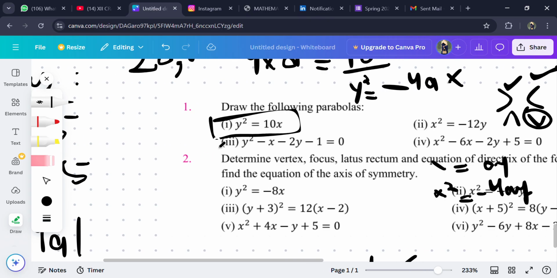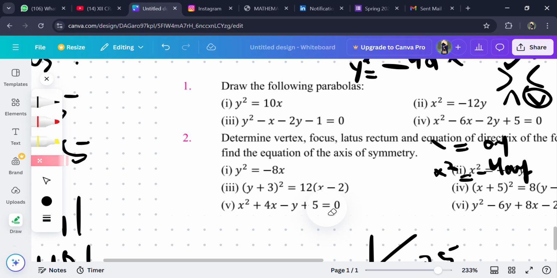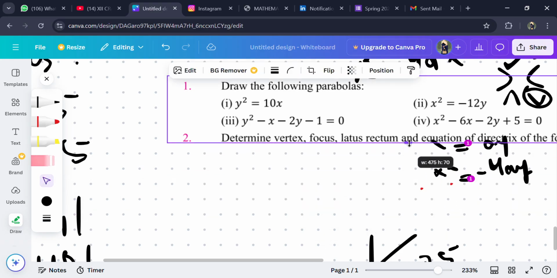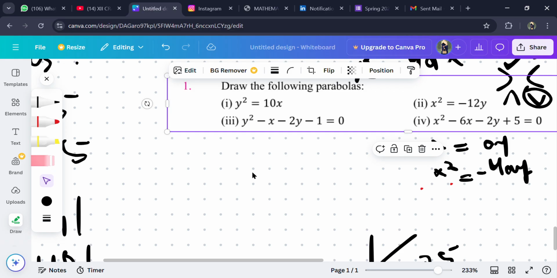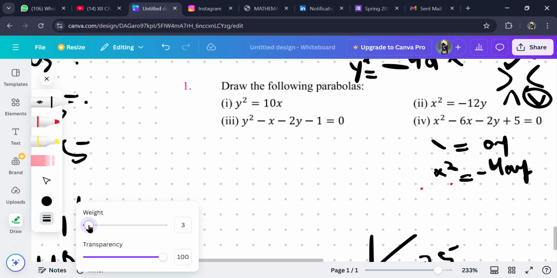Then let's move on to the third question, that is y square minus x. Now first we need the simplification. Let's move on to the simplification first. And I think we won't be able to cover the second question in the same video, so I'll upload another video for the second question. So for now, let's focus on the first question.